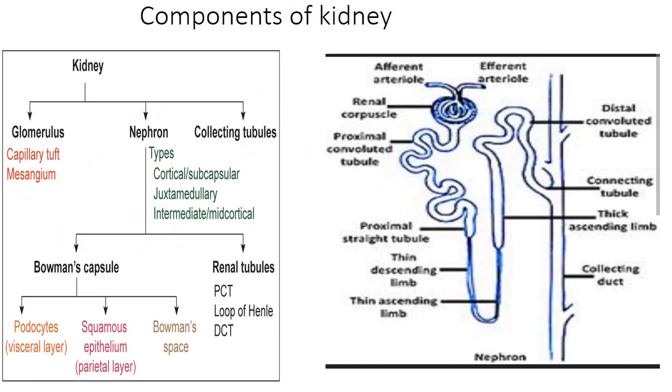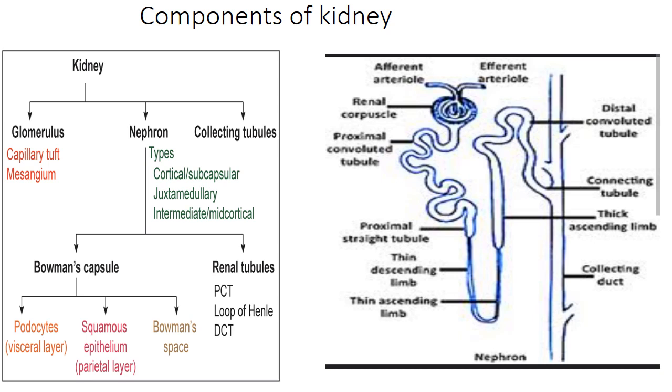Kidney is formed by nephrons. So nephron is the structural and functional unit of the kidney, and there are three types of nephrons: cortical or subcapsular, juxtamedullary, and midcortical. So the nephron has Bowman's capsule and renal tubule. Bowman's capsule is bilayered. Its outer layer is known as parietal layer. It is lined by simple squamous epithelium, and the inner layer is the visceral layer, which is lined by podocytes. And the space between these two layers is the Bowman's space.